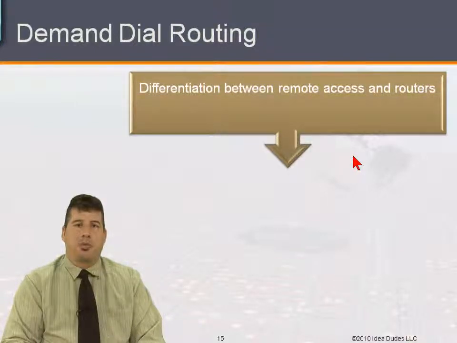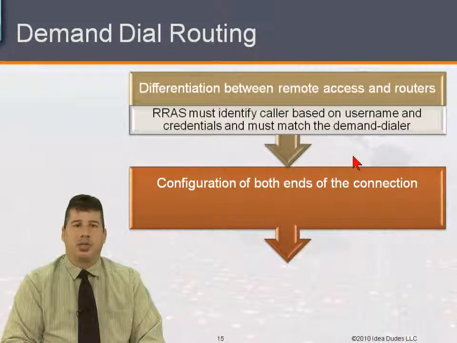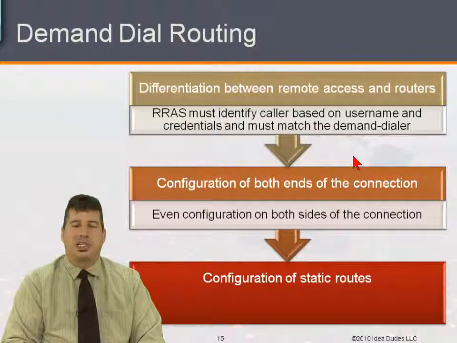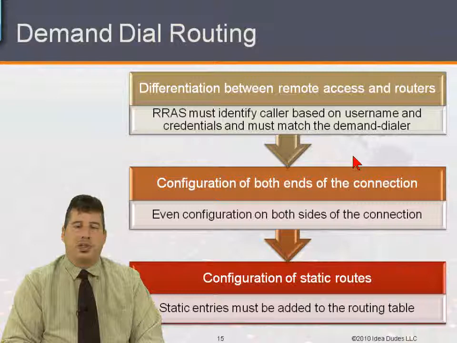Differentiate between a remote access and routers. RAS must identify the caller based on the username and credentials and must match the demand dialer. Configuration of both ends of the connection, even configuration on both sides of the connection. And then configuration of static routes. Static entries must be added to the routing table. It doesn't use routing protocols like RIP version 2 or OSPF. When you're dealing with demand dial routing, you actually have to use a static route.